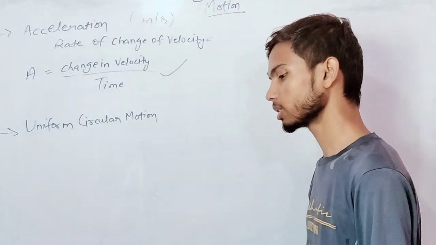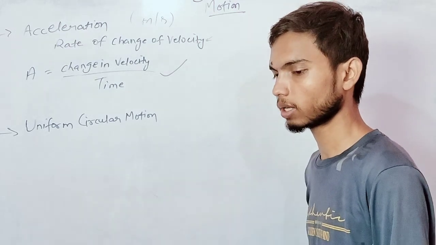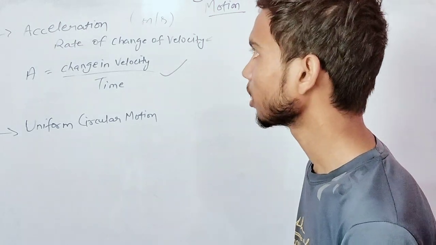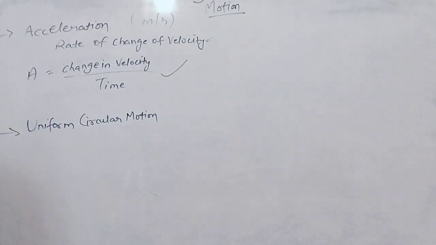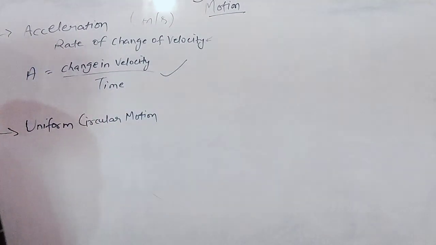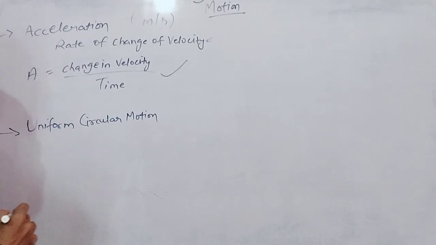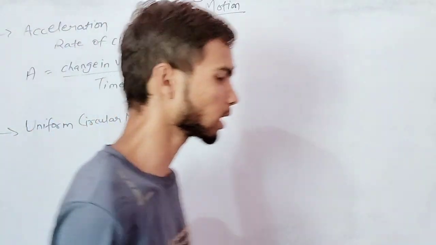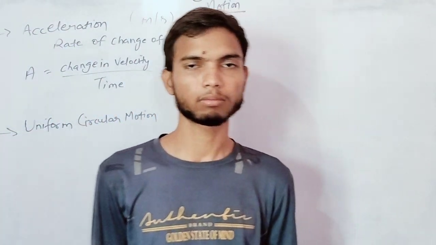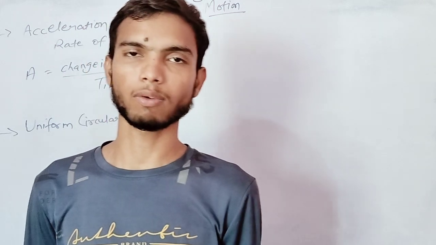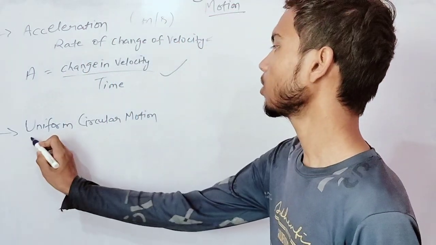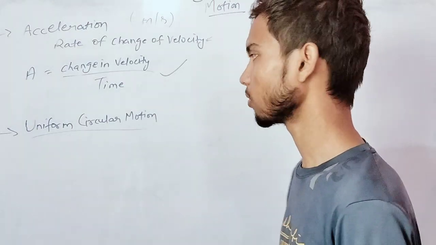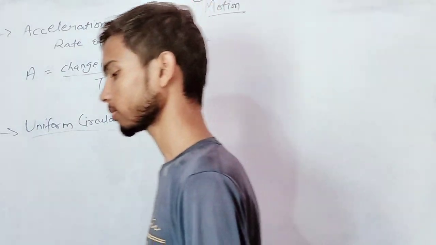The accelerator is a device, you can say. It is also a device which is found in a vehicle. It is used to increase the speed or to decrease the speed. That's why the accelerator device is used. Of course, when we increase the speed, it will take time. When we decrease the speed of a vehicle, it will take time. Now shall we understand the meaning of uniform circular motion?